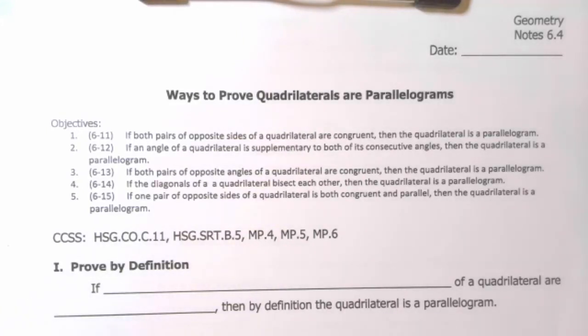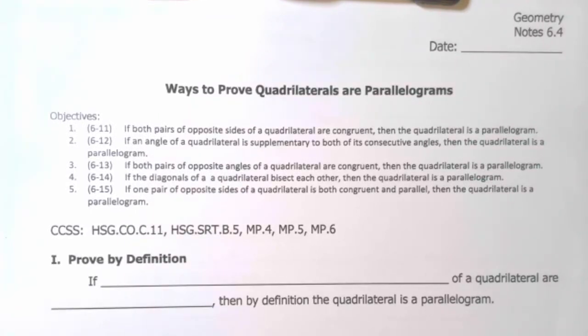Afternoon. We are going to take notes on section 6.4, which is ways to prove quadrilaterals are parallelograms. One thing that you're going to notice in this section is that many of the theorems we've been learning about parallelograms actually work to prove figures are parallelograms. And then there's a few other ones that we sneak in there.